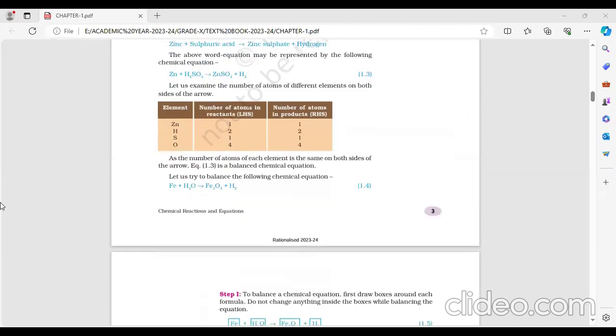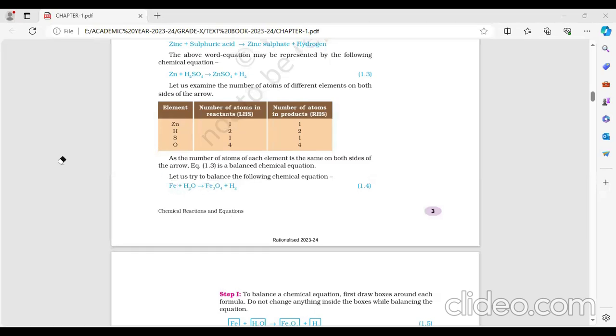Next is iron. So Fe is ferrum. Let us try to balance. He's asking to balance the chemical equation. What he has given? Iron plus water H2O gives rise to ferric oxide Fe3O4 plus hydrogen gas. Now he is asking us to balance it. So there are two methods. Once you practice a number of questions on balancing the equation, then you will understand how to balance the chemical reaction.